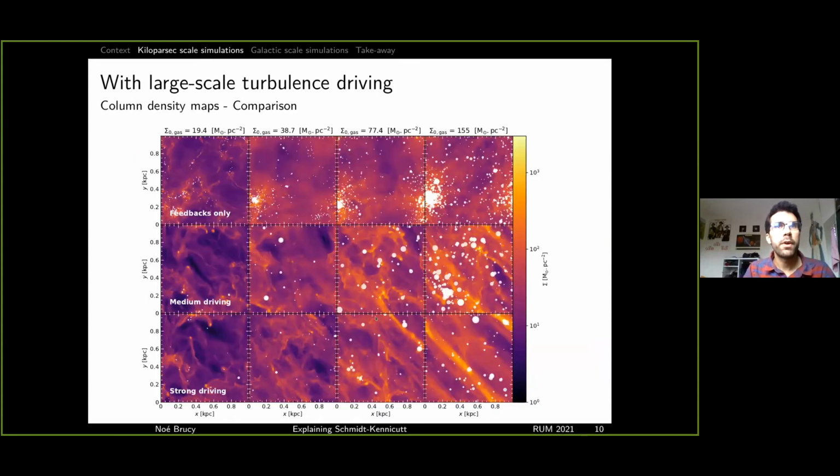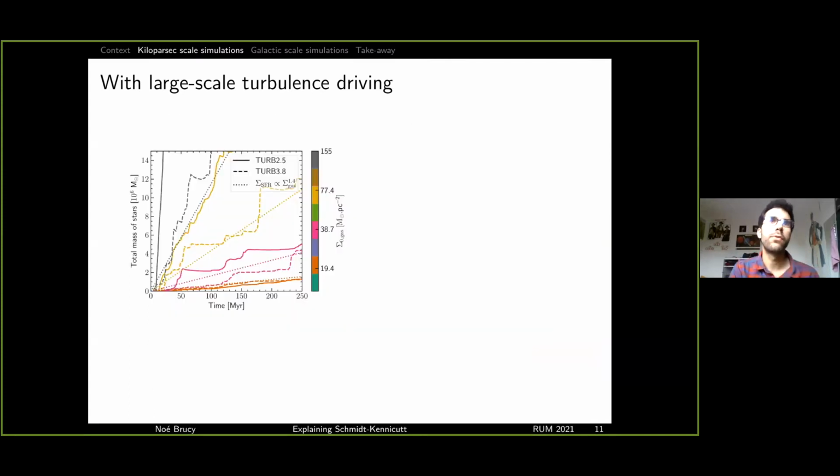So we can compare the column density maps for the different kinds of driving. So no driving at all, that's the feedback only simulation we had before, medium driving and strong driving. And you see that if you go from left to right, you increase the driving. The more you have driving, the bigger are the structures, and the less you have, the fewer star clusters. And that can be verified if you look at the mass within the things.